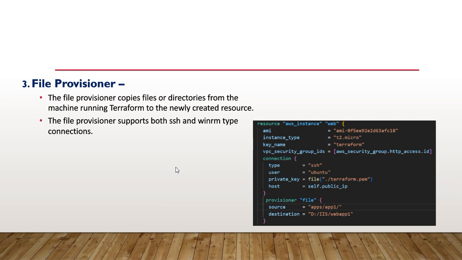Third is the file provisioner. The file provisioner basically helps to copy files or directories from the machine running Terraform to the newly created resource. For example, I'm running a Terraform configuration on my local system and I want to copy some file from my local machine to the remote server, like the EC2 instance which got created. With the help of the file provisioner, we can achieve this task. And also the file provisioner supports both SSH and WinRM type connections.